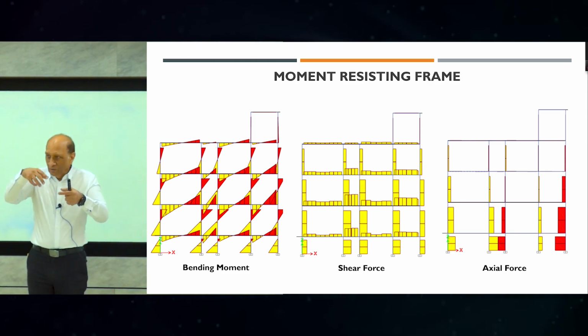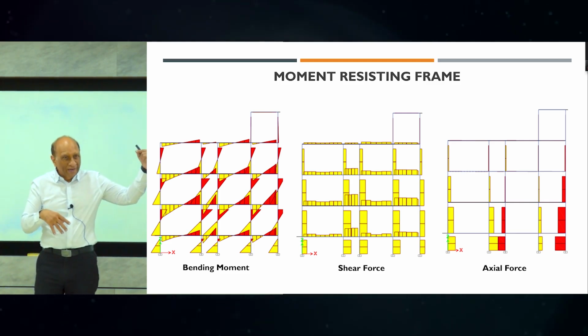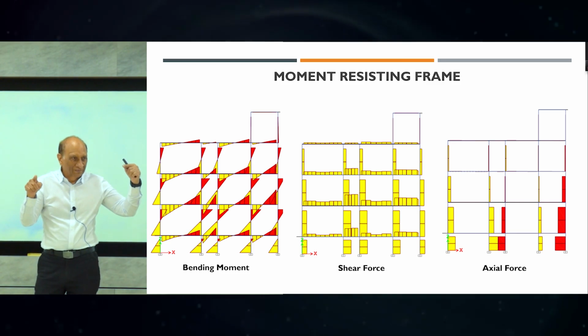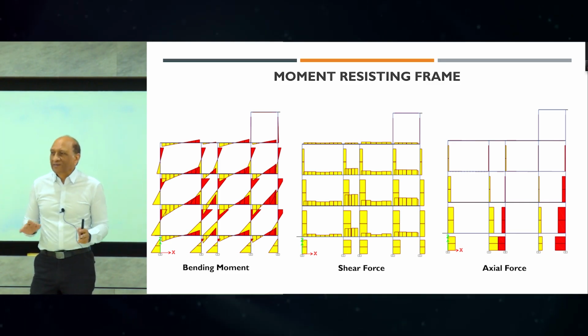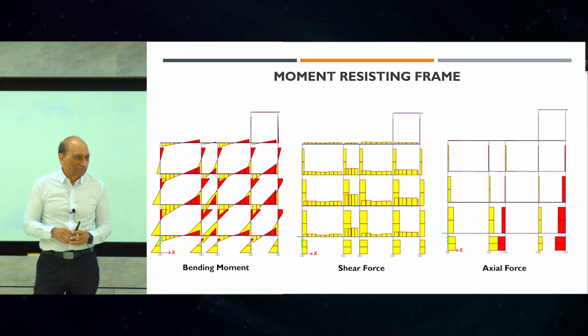Gravity load, if you apply it on one beam, it only remains on that beam. But for horizontal load, you apply one horizontal load to any floor, the whole frame will get activated because deformation is transferred everywhere.